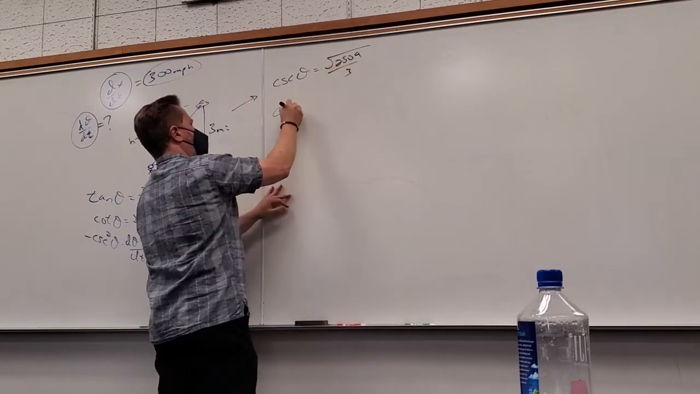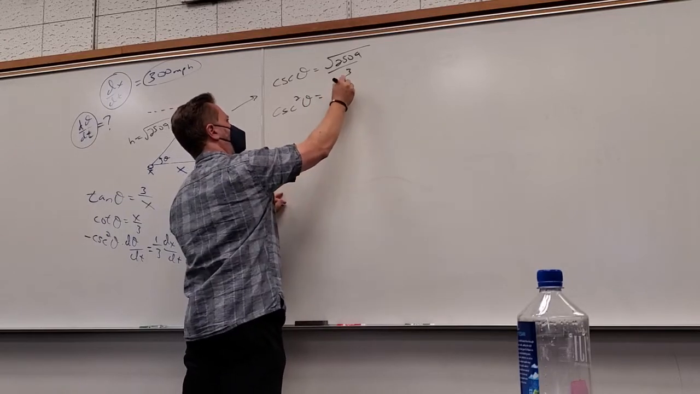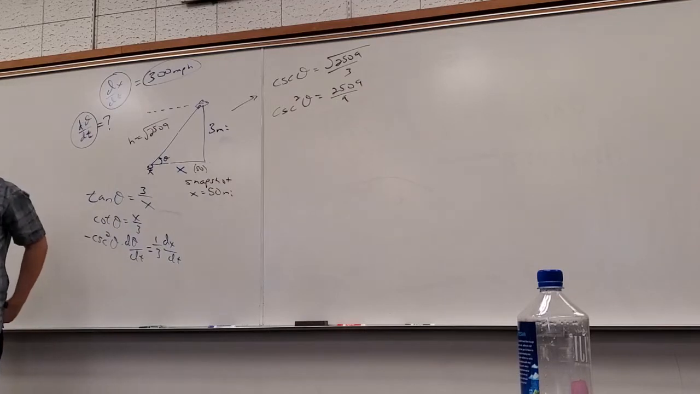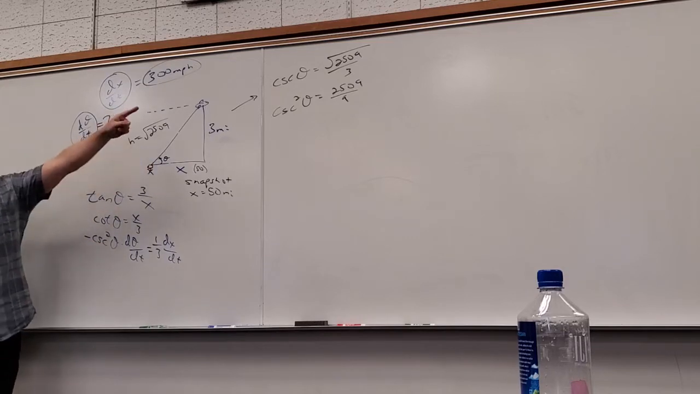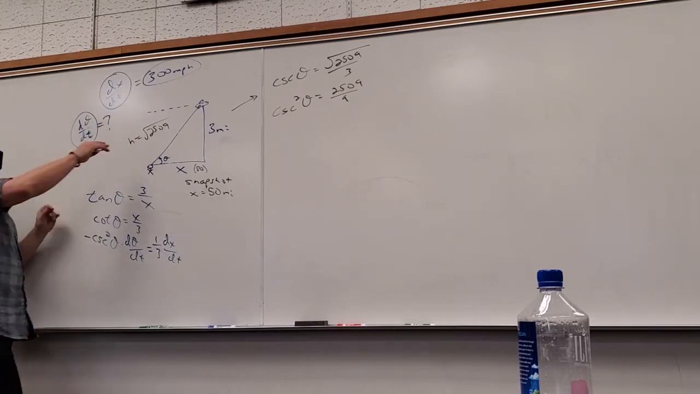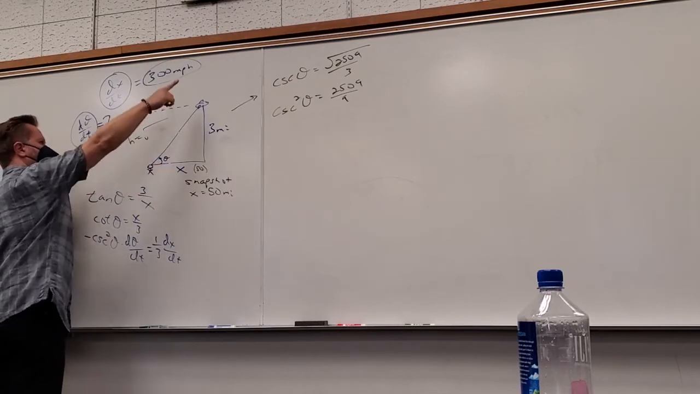And what's the cosecant squared? 2509 over 9. I really desperately hope you guys see what just happened, right? I need cosecant squared. Well, let me set up the triangle, get what cosecant is, square it. Where did you get 2509 from? I know 3, I know 50. How do I get the hypotenuse?